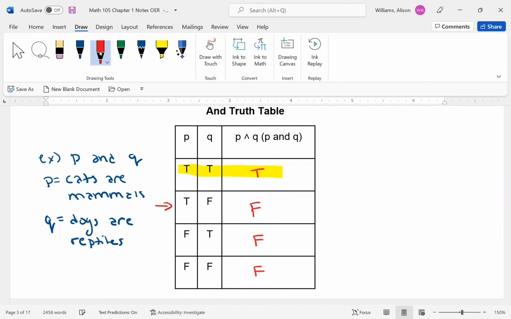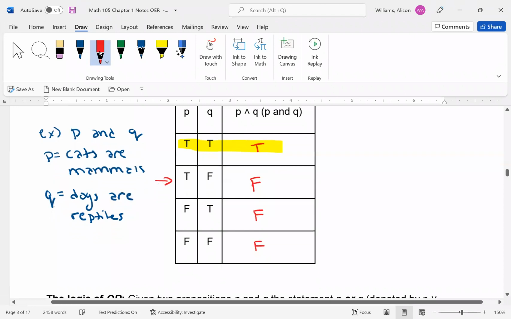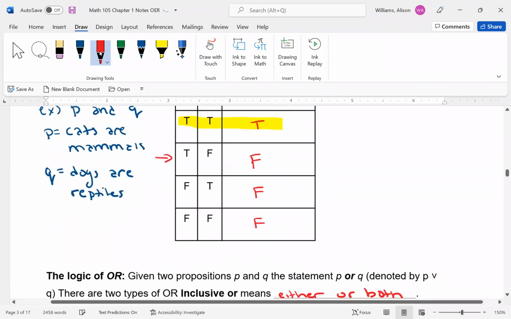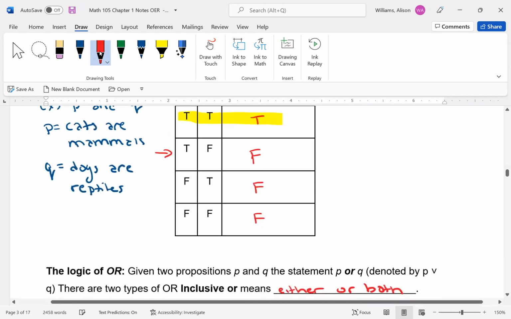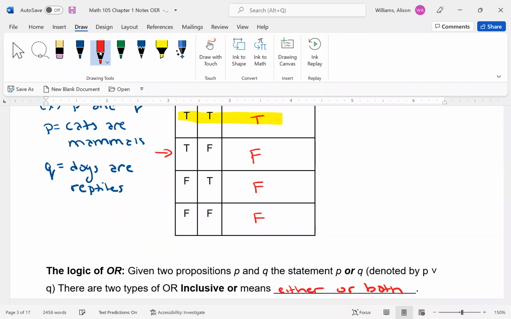But using that same P and Q for or, you could say P or Q: cats are mammals or dogs are reptiles. So what that allows for is that one of them could be true. The other is the inclusive or, which could be that either of them is true or they both could be true. In this case, this would be an example of an inclusive or, where they both could possibly be true at the same time. However, an exclusive or would eliminate that.